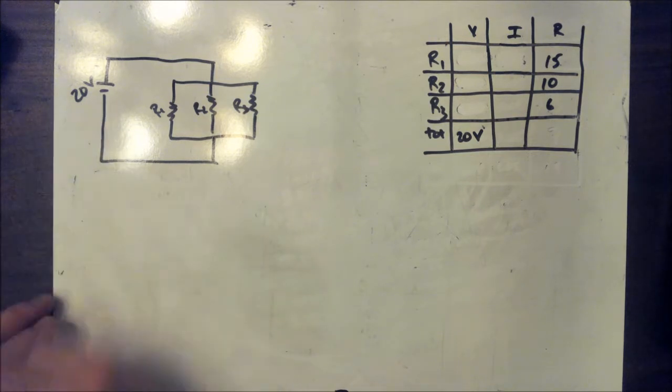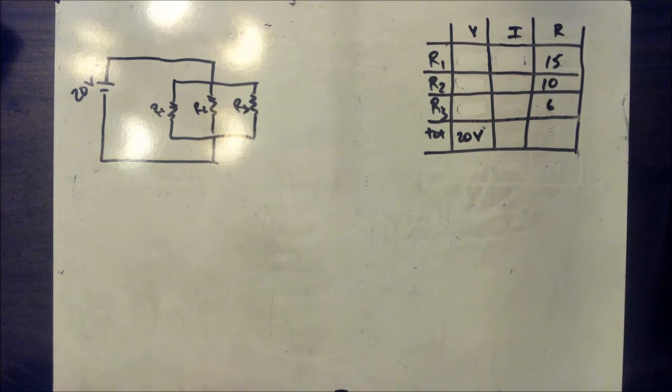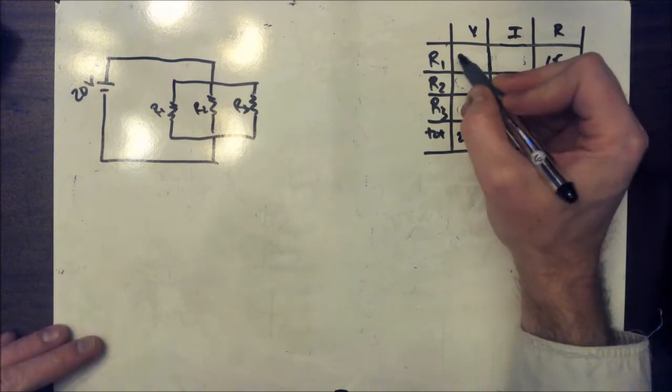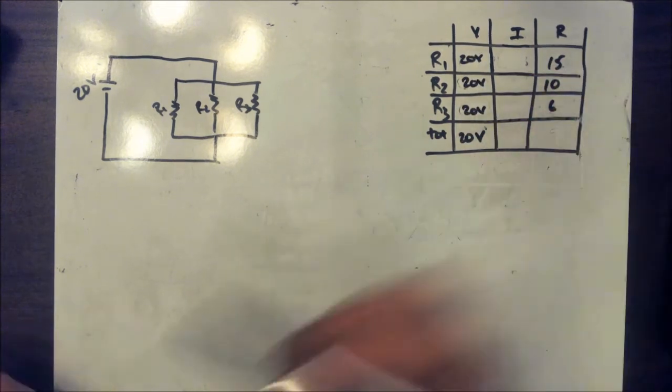Now we see we're connected to a 20-volt battery again, so I'm going to go ahead and write that down in my total voltage. And if we remember our rules regarding circuits, we remember that in a parallel circuit, the voltage is the same everywhere. So we can go ahead and write 20 volts in for all of these.